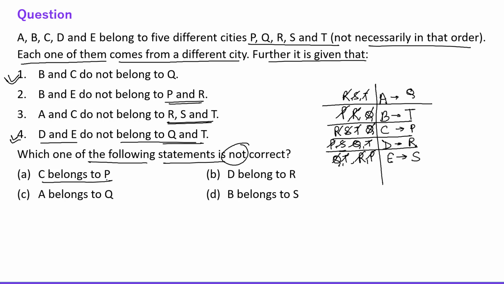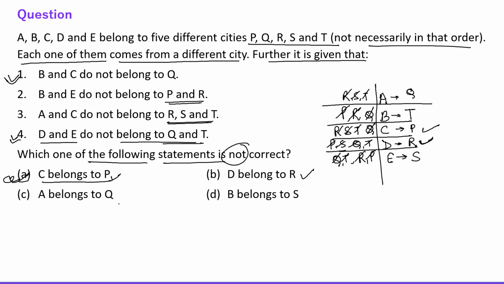C belongs to P. This is correct, everyone. C belongs to P. Fine. This is correct. The next statement is D belongs to R. Just go to the table. D belongs to R. Yes, it is also correct, right?